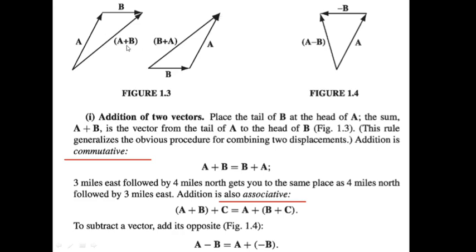If you look closely, it is A plus B, so vector A added to vector B, or you can write it out as vector B added to vector A. This property is called the addition property of two vectors, which is referred to as commutative. That means you can commute from either end. You can either commute from A to B, or from B to A. The answer remains unaltered, it remains the same. So this rule generalizes the obvious procedure of combining two displacements.